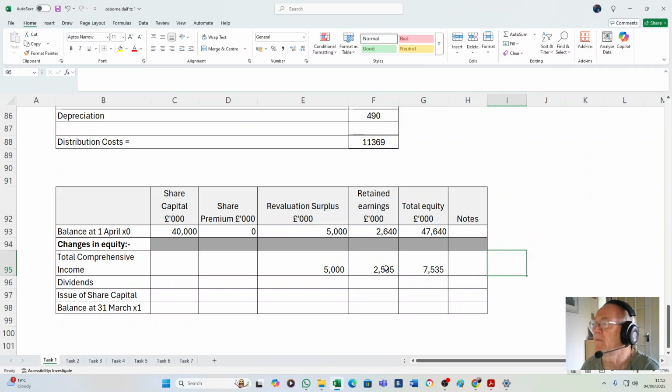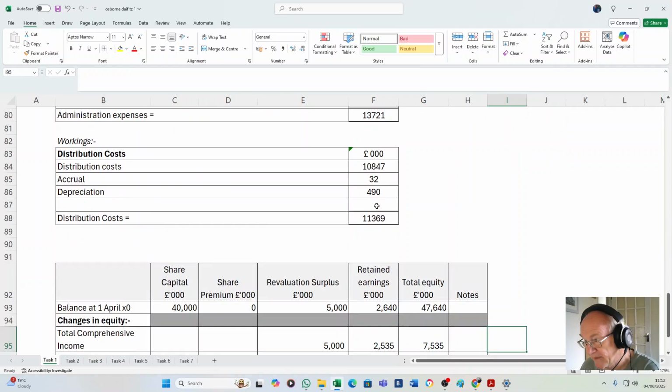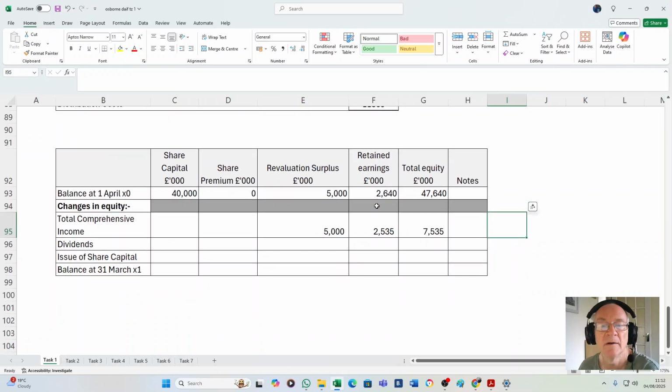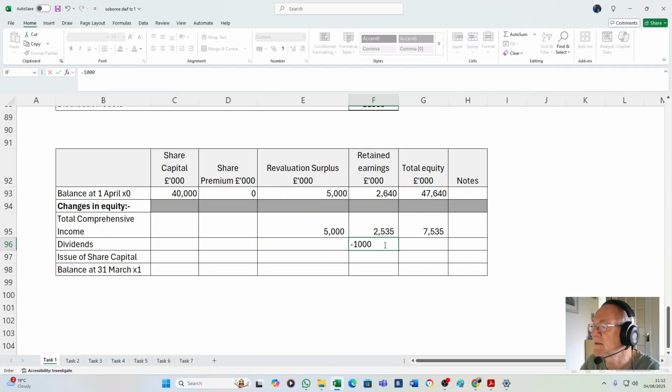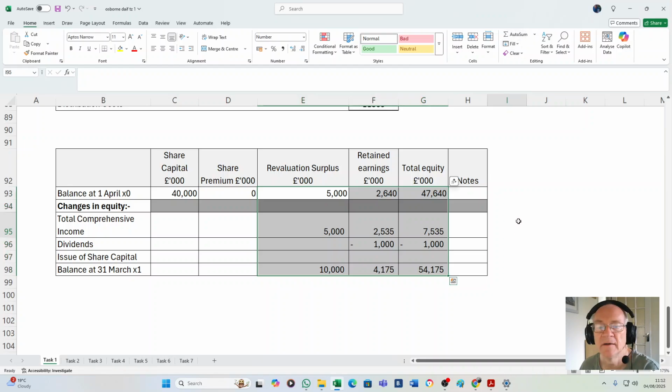So we've used the 2535 number, the profit from continuing operations, and we've put the comprehensive income in because we're showing that for our shareholders. And then the dividends paid is coming out of their money, it's coming out of the retained earnings. Don't think this one's the hardest. There's no issue of share capital in this one. They should just nicely add up. Right, so 10,000, there we are, nice easy one.